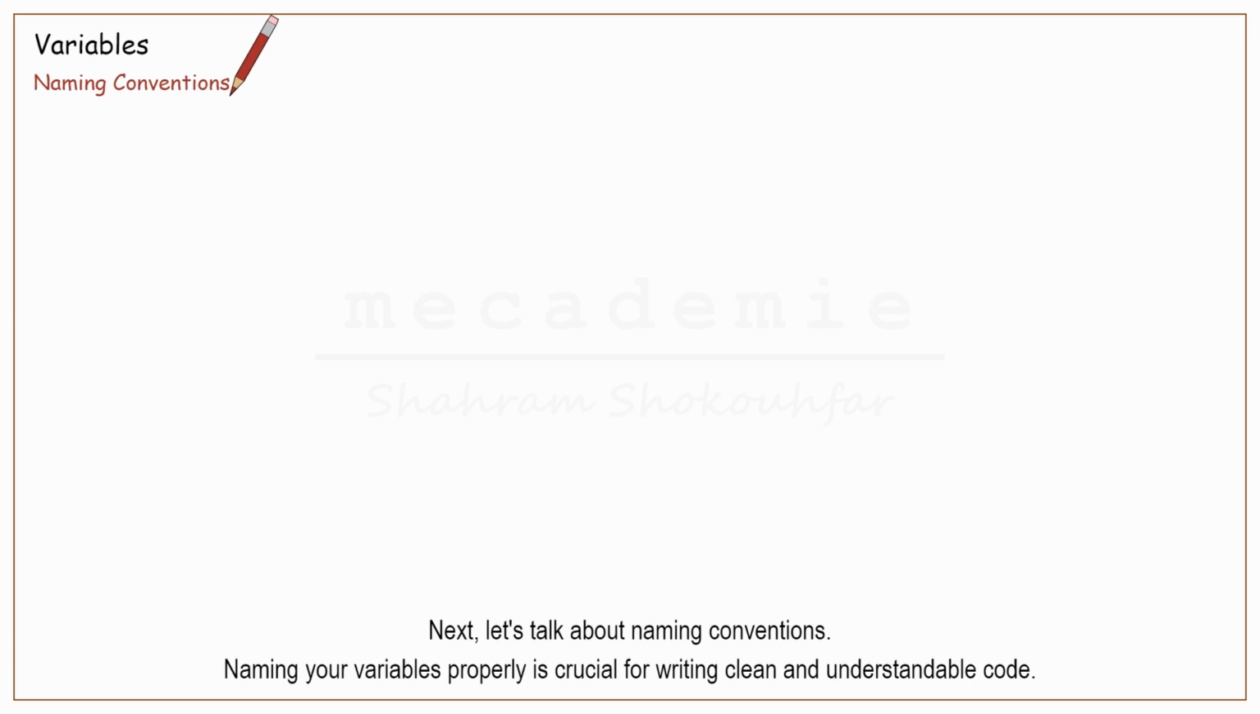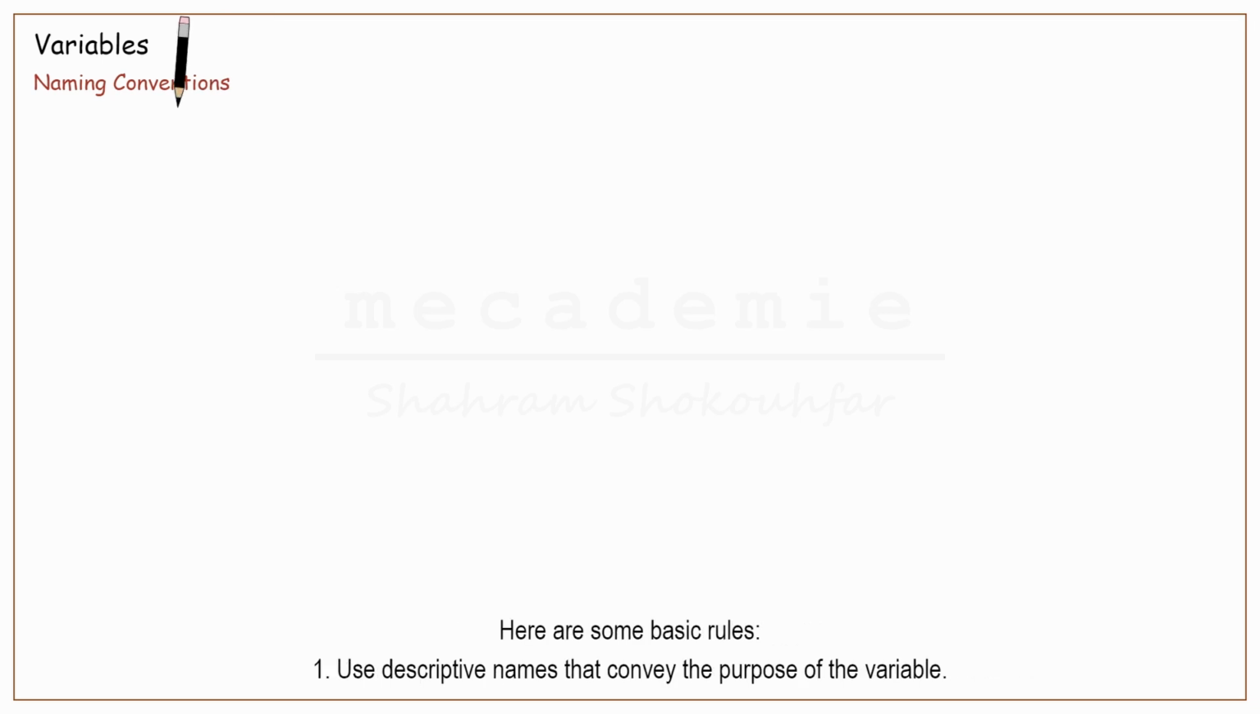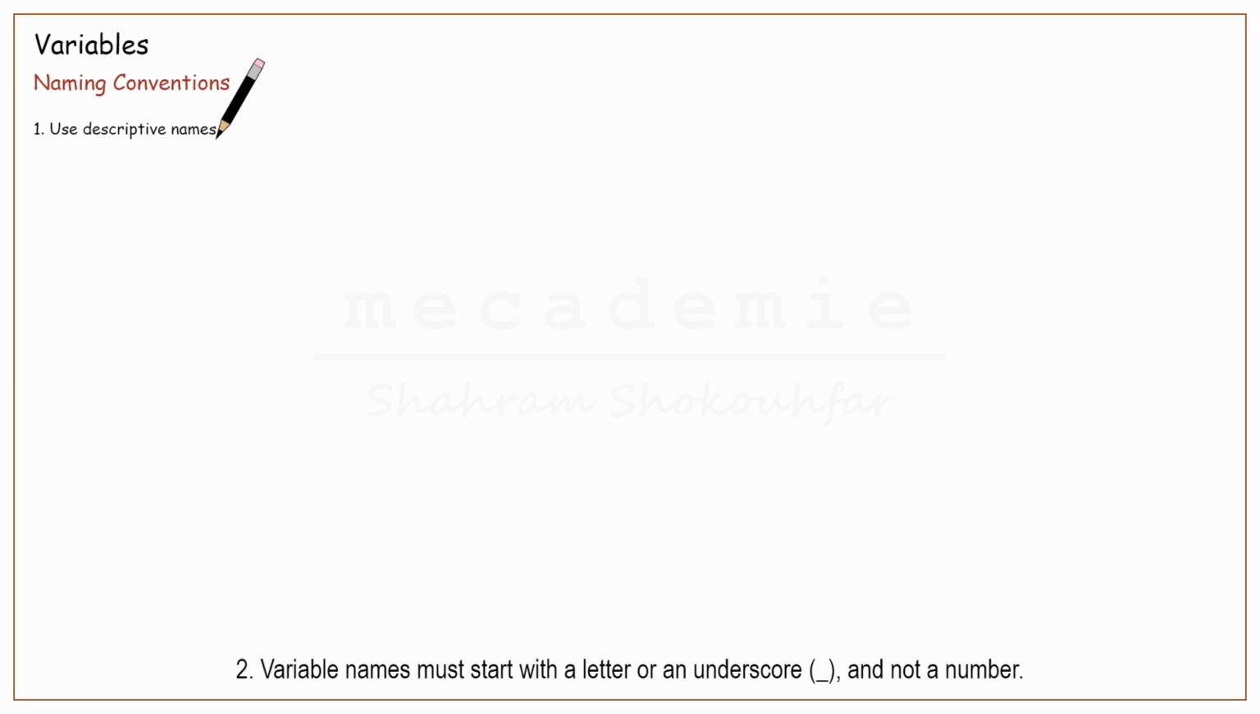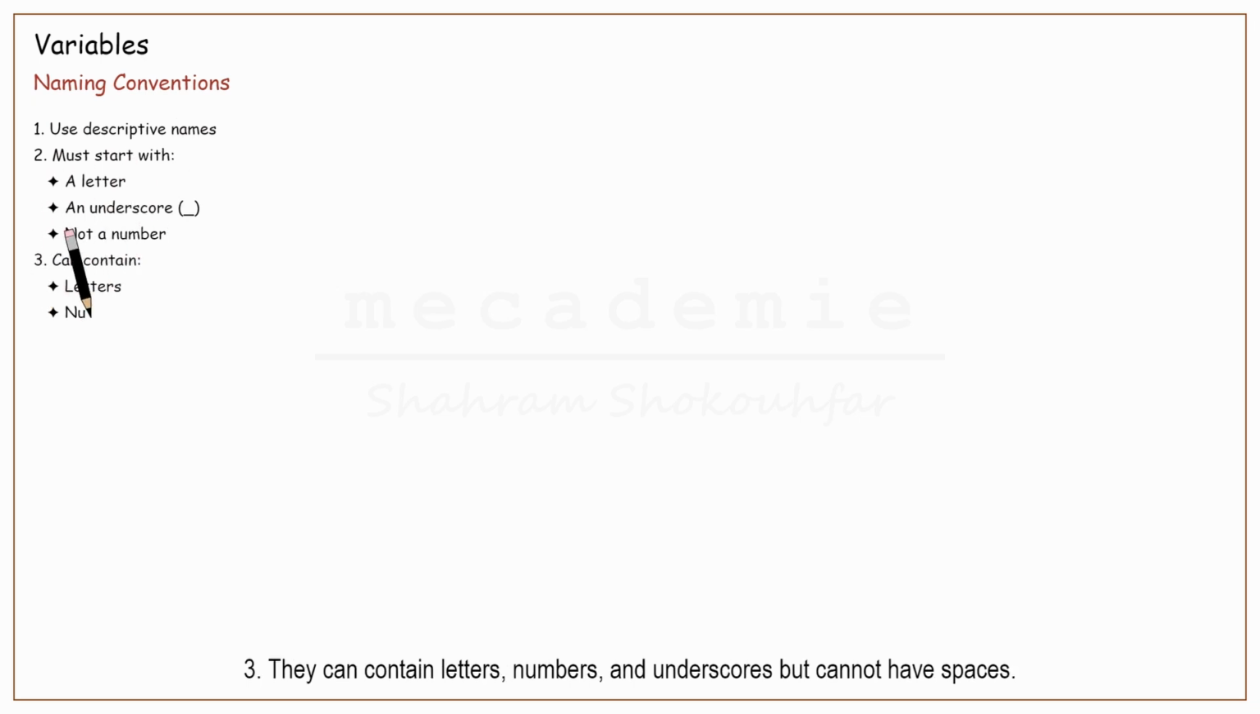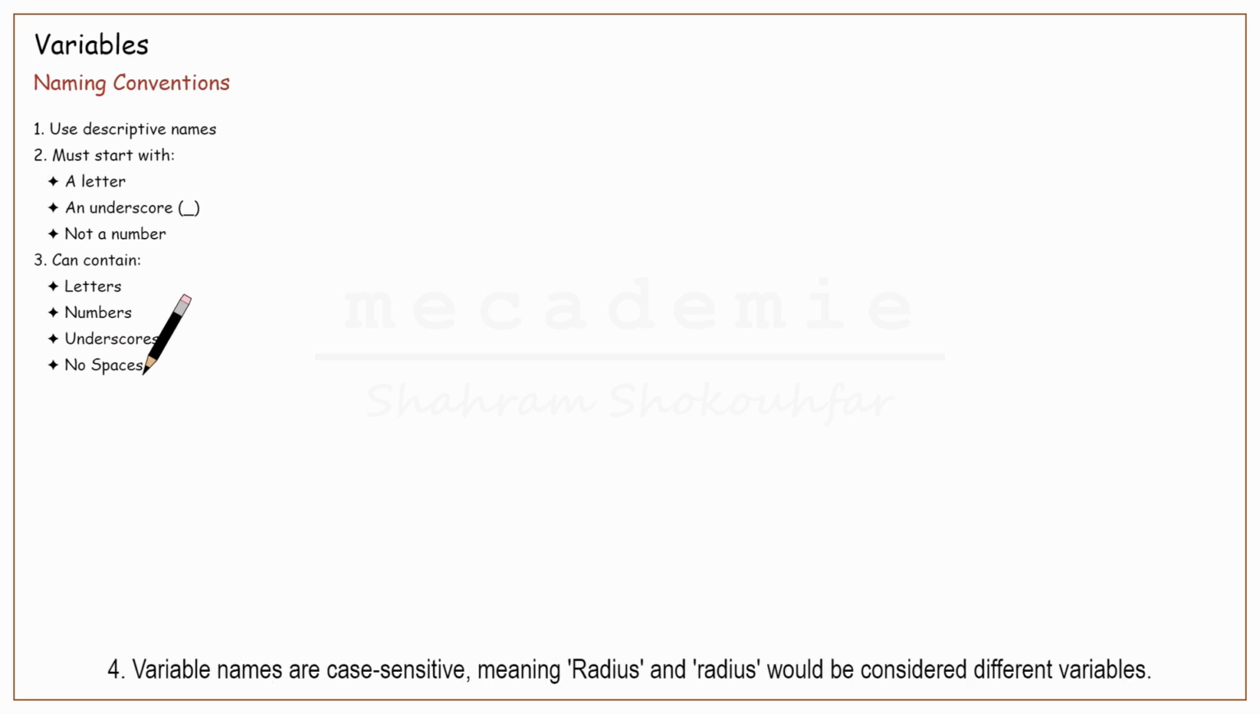Naming your variables properly is crucial for writing clean and understandable code. Here are some basic rules. Number 1. Use descriptive names that convey the purpose of the variable. Number 2. Variable names must start with a letter or an underscore and not a number. Number 3. They can contain letters, numbers, and underscores but cannot have spaces. Number 4. Variable names are case-sensitive, meaning Radius and radius would be considered different variables.